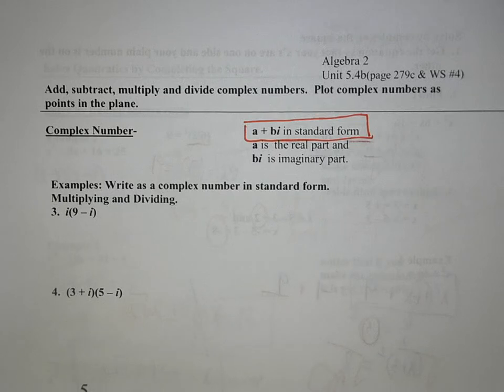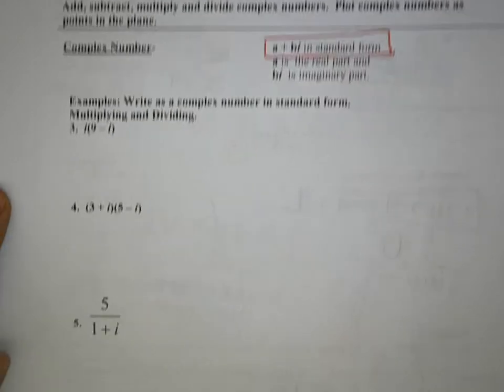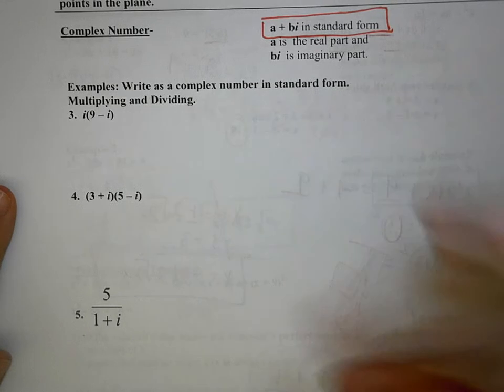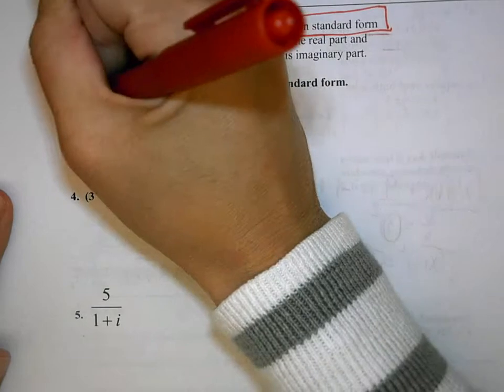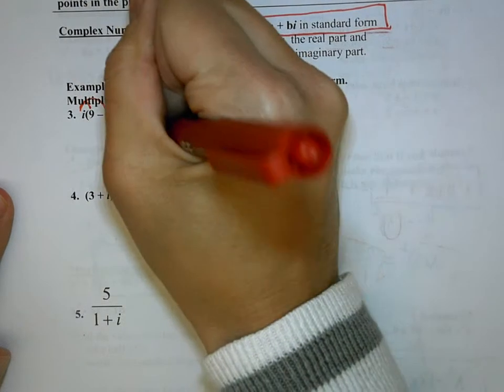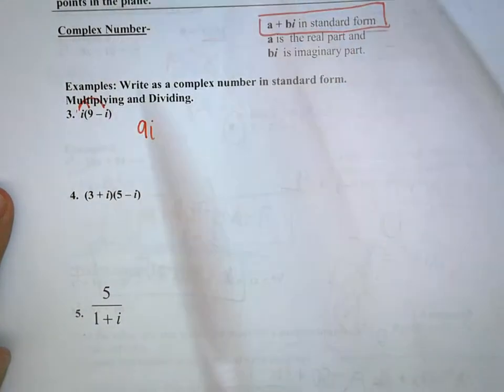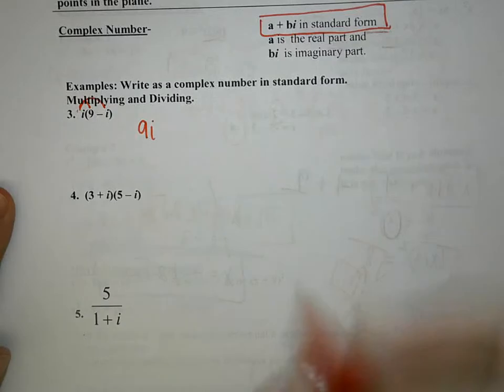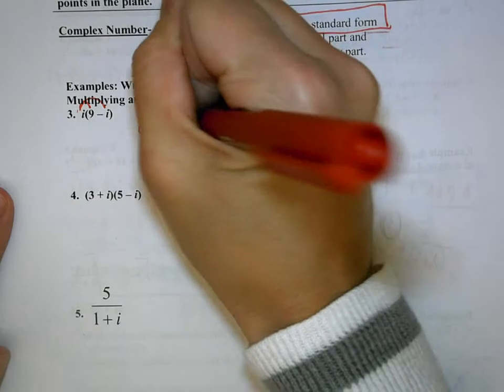So on the first one, what am I going to do? We are going to distribute, exactly. So we're multiplying i through here. So i times 9 will be 9i. And then we have an i times a negative i, which is negative i squared.